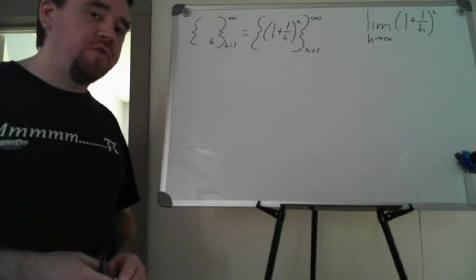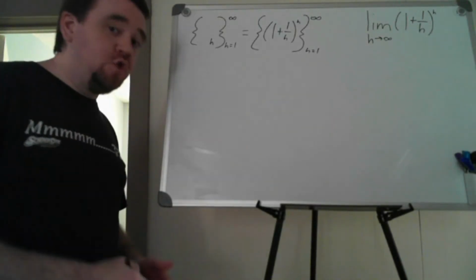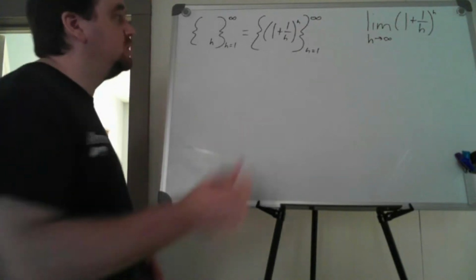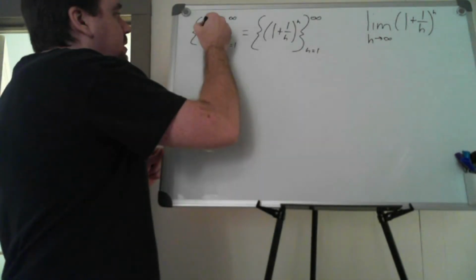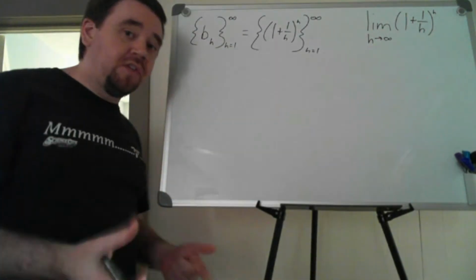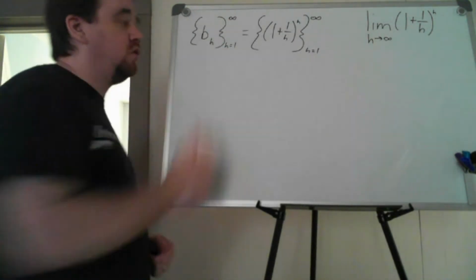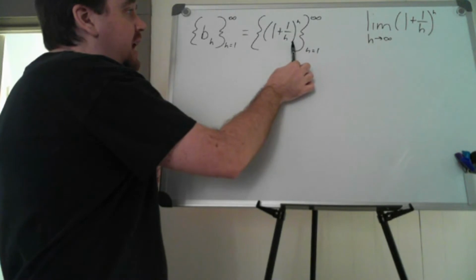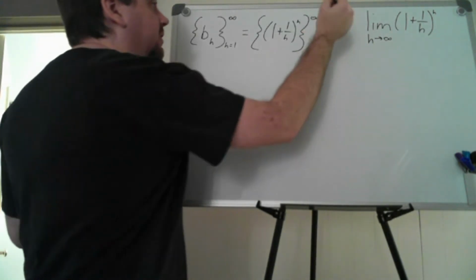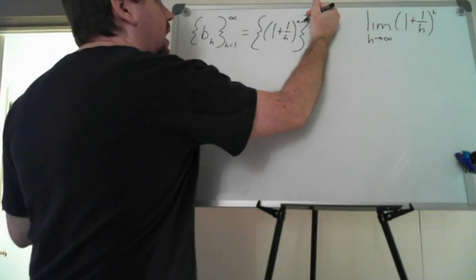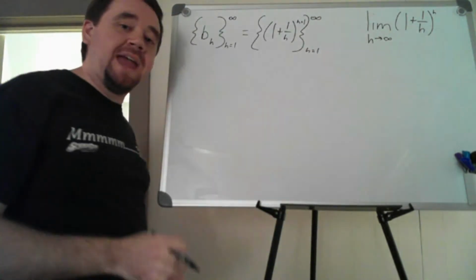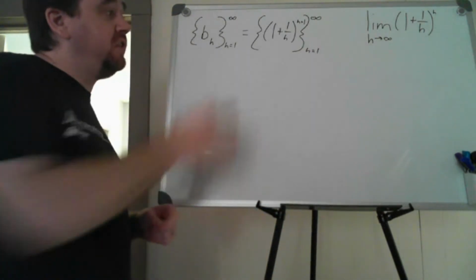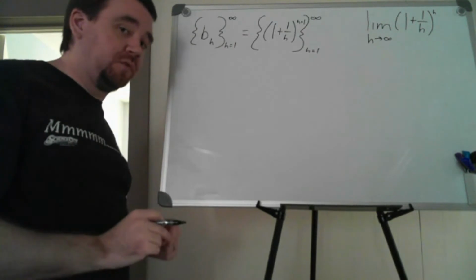Okay, now for the new sequence. Because it is a new one, I'm going to give it a new name. So in this case, instead of A, I'm just going to call it B. And it's the same index, h. H still goes from 1 to infinity. And this was our original formula for A. I'm going to modify it very slightly. For B, I'm going to change the exponent to h plus 1. So as you can see, a very similar sequence, but still different.